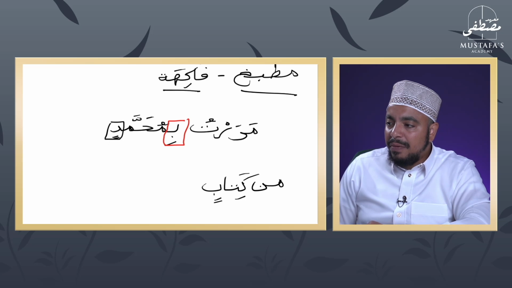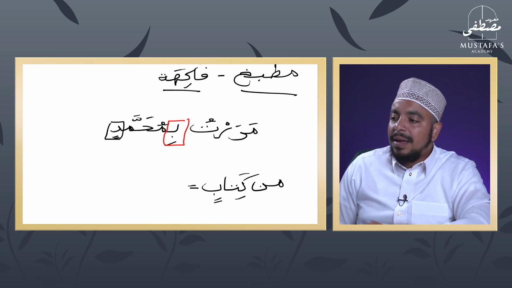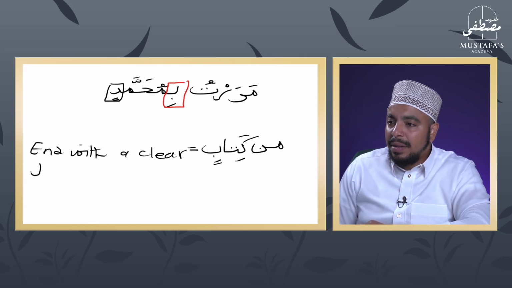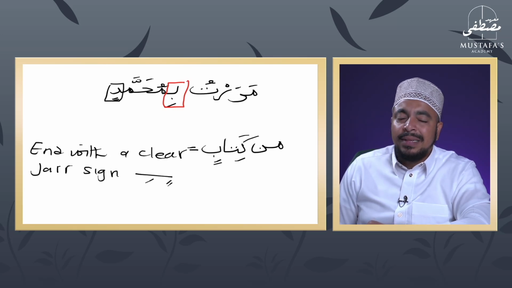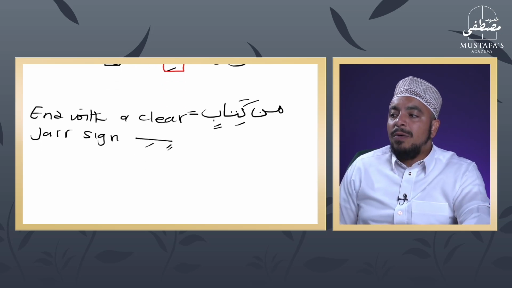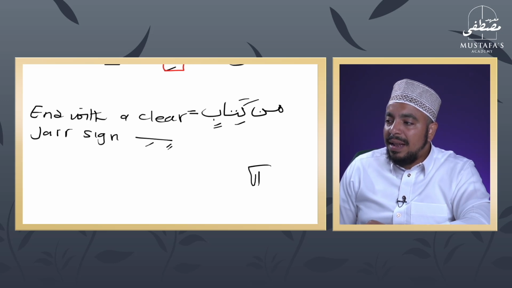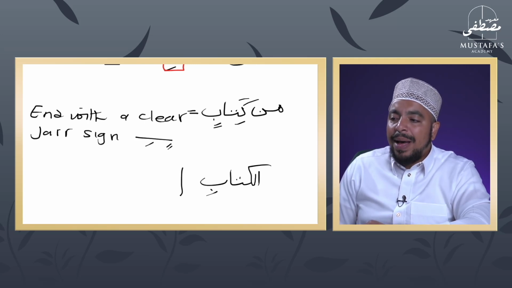What is it? From a book. Now you notice this. It ended with a clear jar sign, and that is the kasrah. And it doesn't matter whether it's kasrah or kasratain, because they're both the same. When do we not add a kasrah? It's when, for example, the word begins with alif and lam. It doesn't end with a kasrah, or we have compounding nouns.